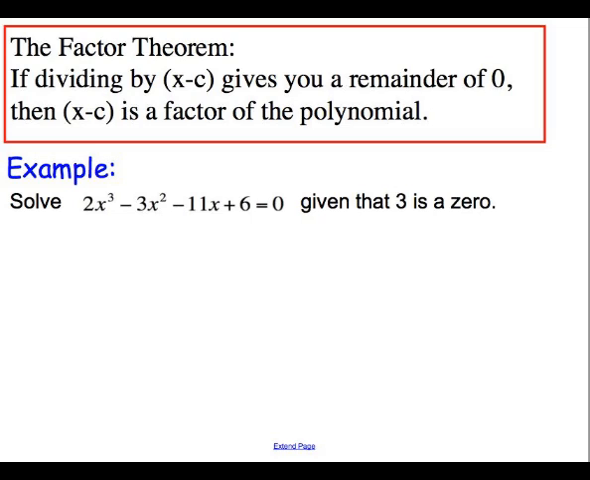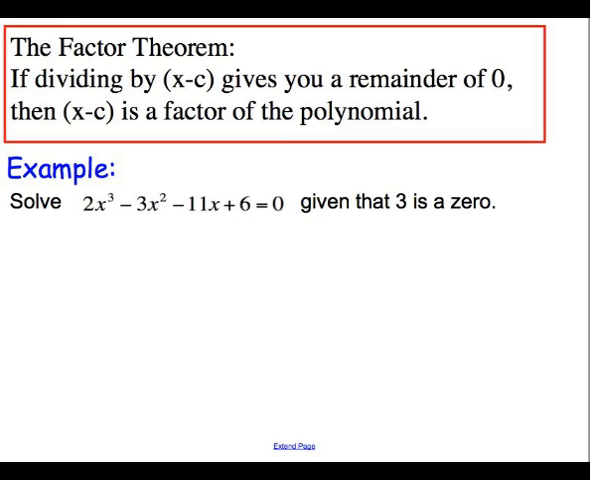Just think about it, we're dividing the function by x minus c, and if it comes out evenly, that means I can rewrite it as a product. It means that something times something will equal that function, and we found one of those factors. So let's take a look at what that means here.